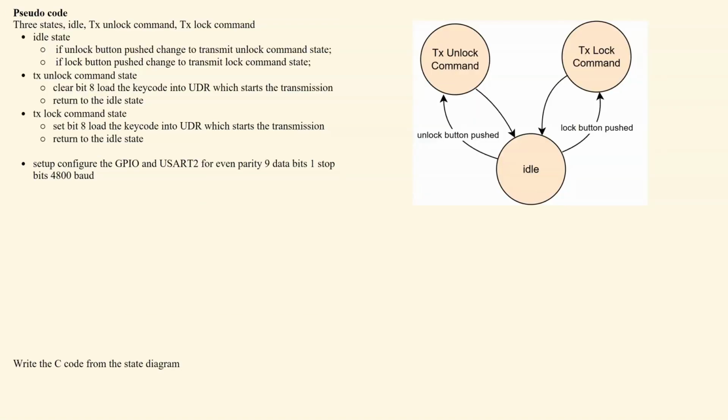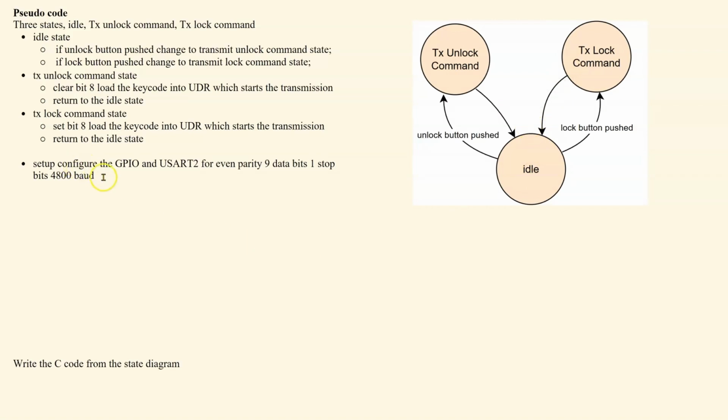We can see the pseudocode and the state diagram for this problem. We have three states: idle, transmit unlock, and transmit lock commands. So in the idle state, if the unlock button is pushed, we transmit the unlock command and go back to the idle, and that will repeat while the unlock button is pushed. If the lock button is pushed, we will go to the transmit lock command and then return back to the idle state, and that will repeat while the lock button is pushed.